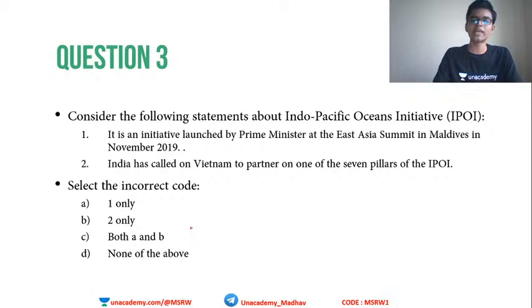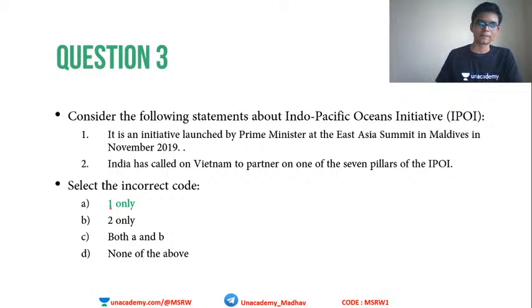Swati going with A. Seema D, Shantini D. Okay, others? Chandrakala C. Satya also D.